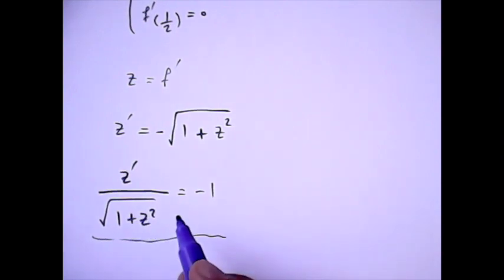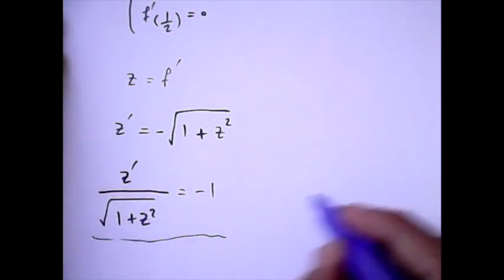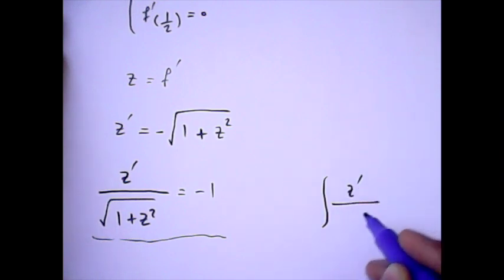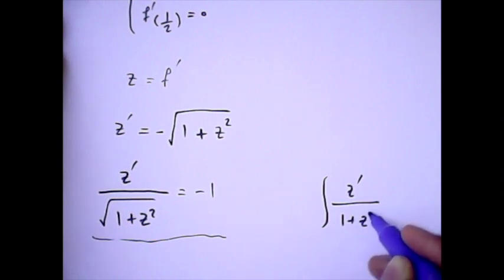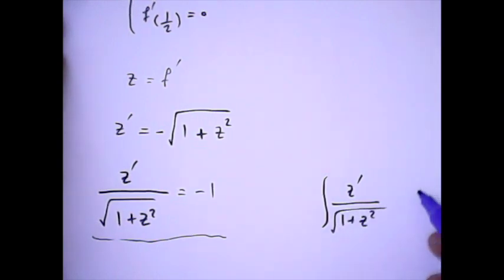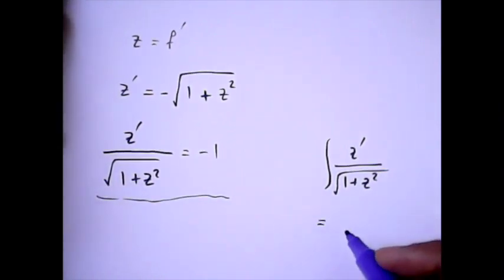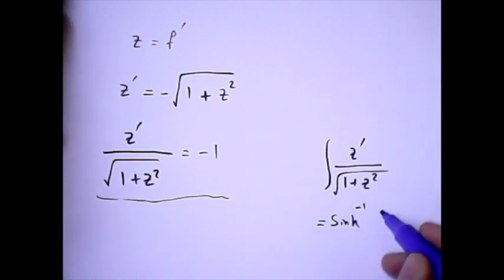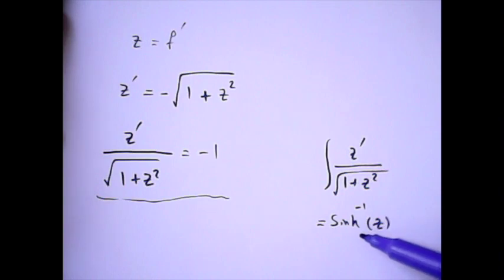Let me write out the function that you're seeking. So you've got to solve this. And the left hand side, if I take the integral of the left hand side, z prime divided by the square root of 1 plus z to the power 2, I can't write it here, let me write it right below, is equal to the inverse of sine hyperbolic of z. Okay, that's pretty awesome. So if you take the integral of this guy, you will end up with sine hyperbolic.